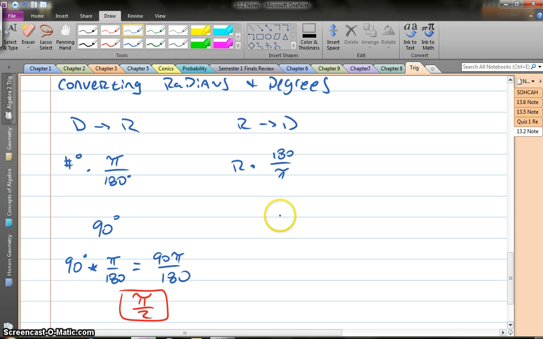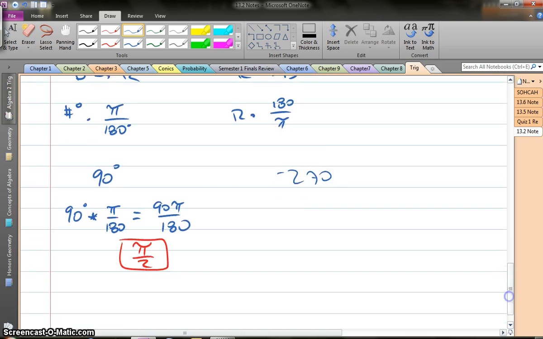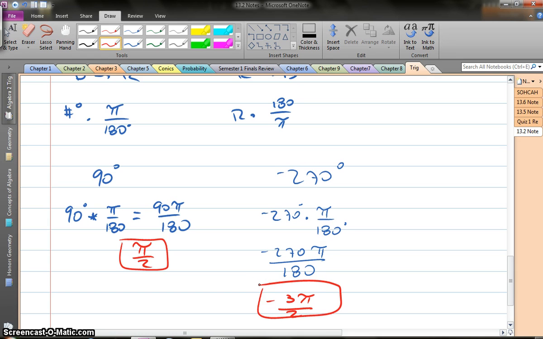All right, let's try one more. Negative 270 degrees. So we got negative 270 times pi over 180. Degrees and degrees are going to cancel. So I got negative 270 pi over 180. When you reduce 270 over 180, you get negative 3/2 pi. So that's how that works there.